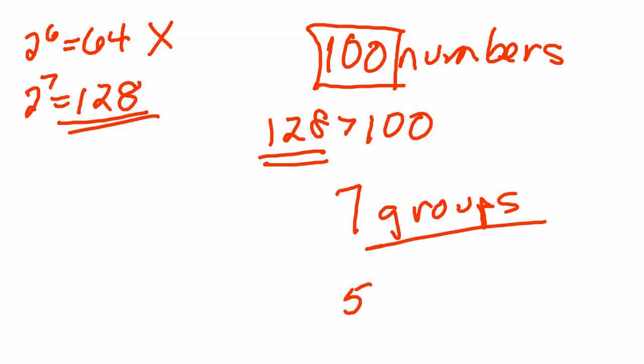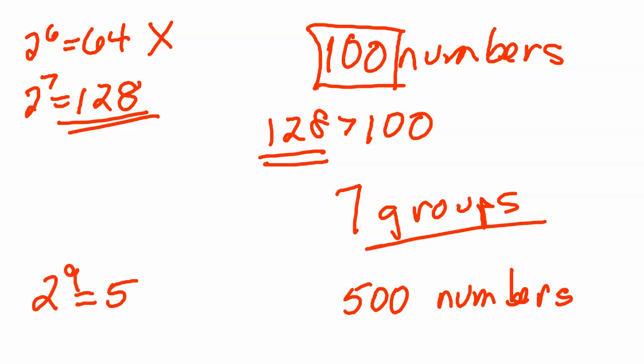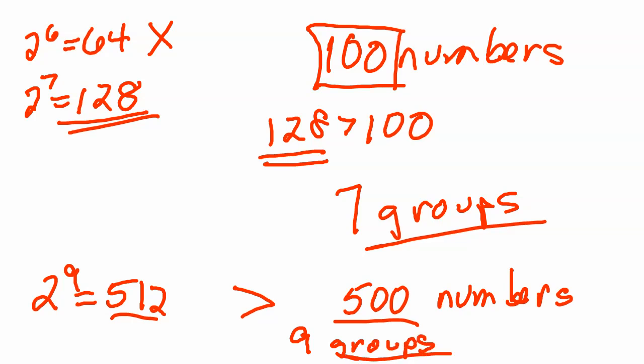So let's say you had 500 numbers. I would use a calculator. And let's see. Okay, 2 to the 9th is 512, and 512 is bigger than 500. So in this case, it would be 9 groups. Okay, so you see what I'm doing? Yes, ma'am. Does that help to pick the number of groups that you need? Yes, ma'am. That helps out a lot.